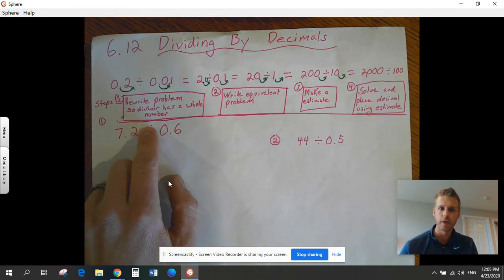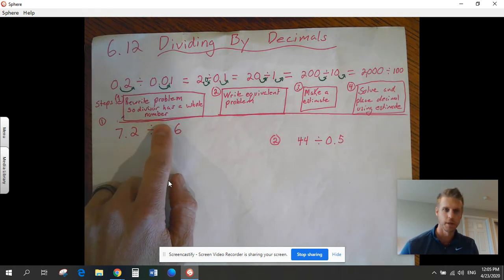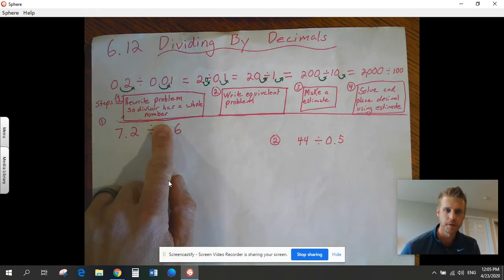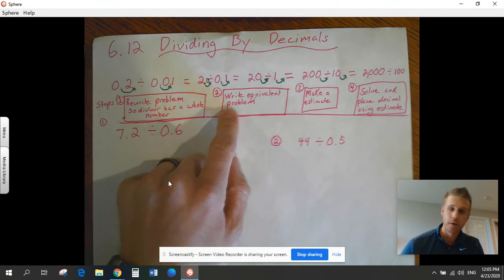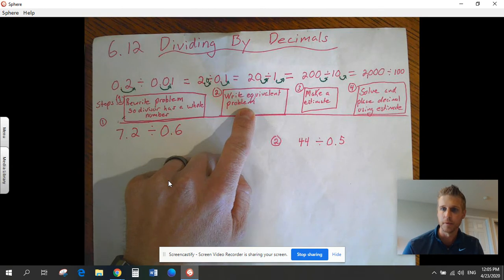First thing, you're going to rewrite the problem so the divisor has a whole number, and I'll show you what that means in a second in some of our examples. Then you're going to write an equivalent problem.